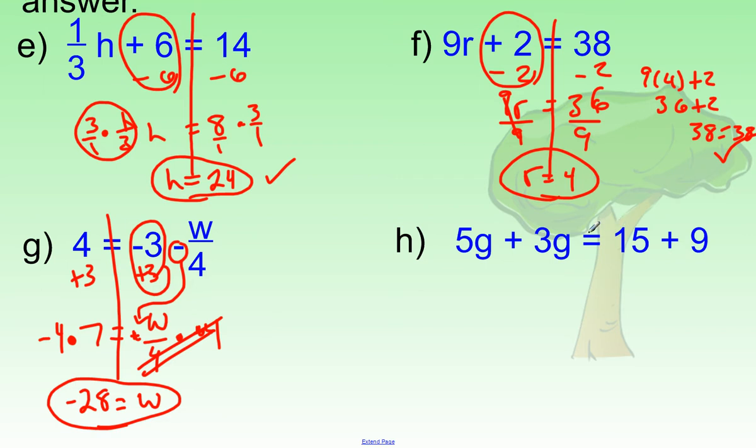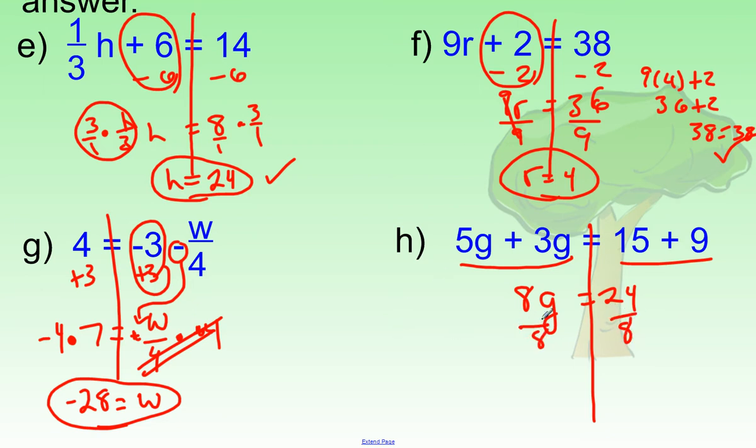Letter H. The first problem where there's actually any simplifying needed. On this side, you can simplify those two. 5g plus 3g is 8g's. Over here, 15 and 9 combine together to give you 24. So we got some simplifying. We combined like terms. Now, divide by 8 on both sides. These cancel. G equals 3. And you can plug it in here even. 8 times 3 is 24. It works out.